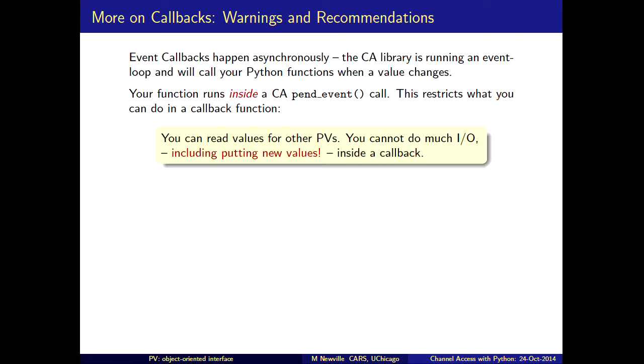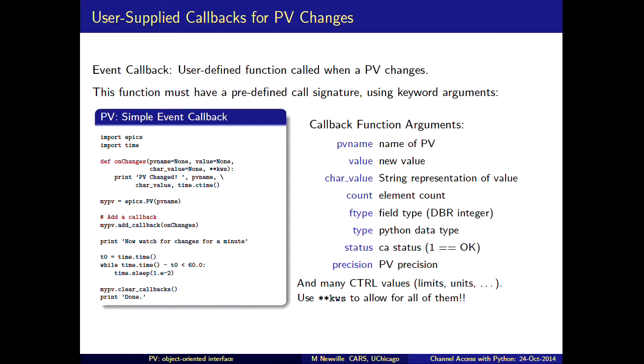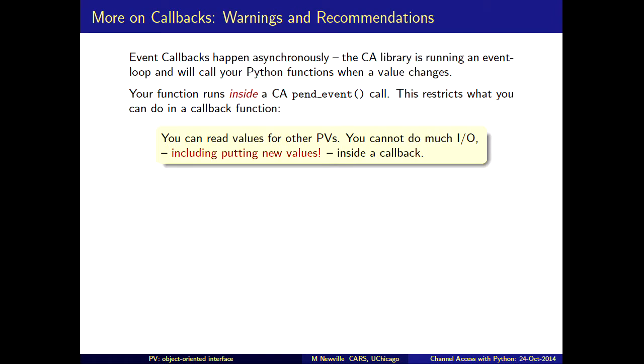So I said this happens... Here we're not telling it when to call this. We're just saying create this PV, add a callback, and then wait for 60 seconds for things to change and for that to be called. So the internal CA library is calling your callback function that you defined, and it's calling it asynchronously.